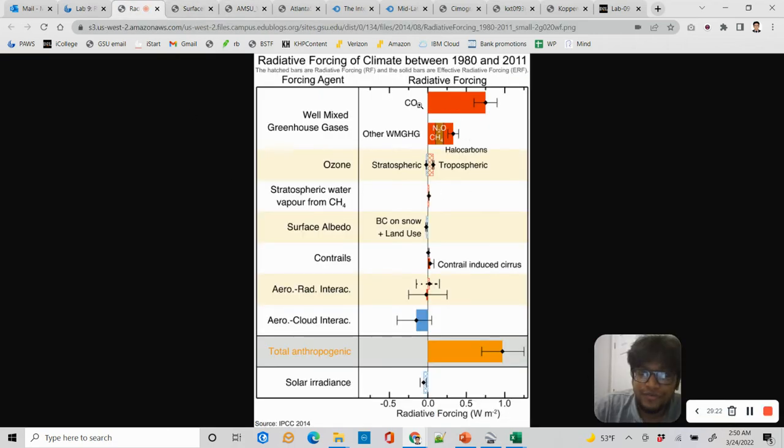So this is the radiative forcing of carbon dioxide, other greenhouse gases, or something like that. Then land use, control include. The question is not asking you about the radiative forcing of specific content, it is asking about the forcing agents. So the well mixed greenhouse gases consist of carbon dioxide and other types, the whitish region. You need to answer the forcing agents. Then this is ozone, another forcing agent. This is stratospheric water vapor from methane, another forcing agent. Surface albedo is another forcing agent.